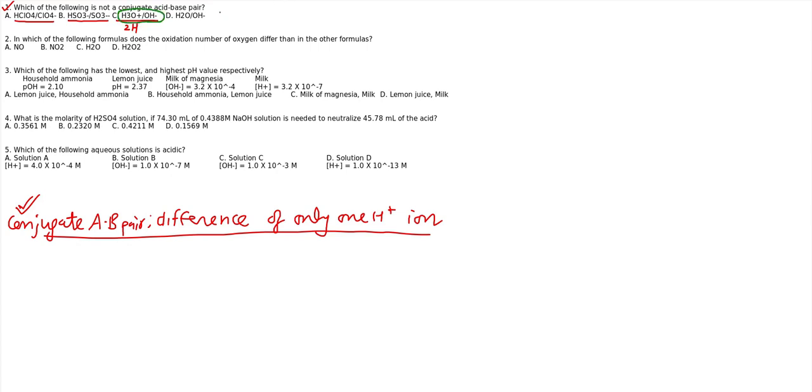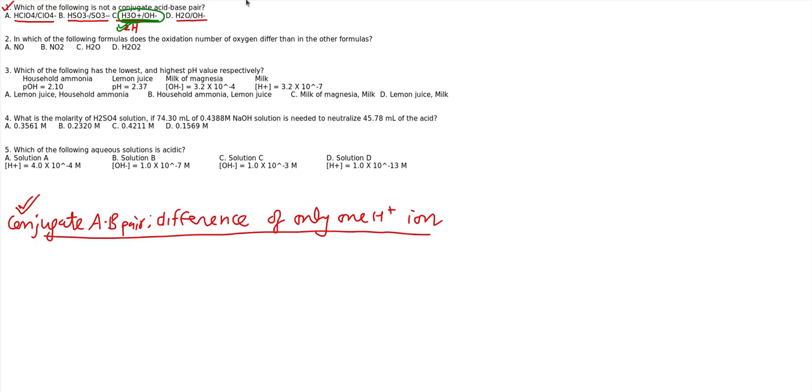We can verify the other one also. The fourth is H2O and OH minus. Again there is a difference of only 1 H plus ion, so it is also a conjugate acid base pair. So the correct answer to this first question is, among these 4, H3O plus and OH minus, which is not a conjugate acid base pair. Okay, I hope you understood this question.